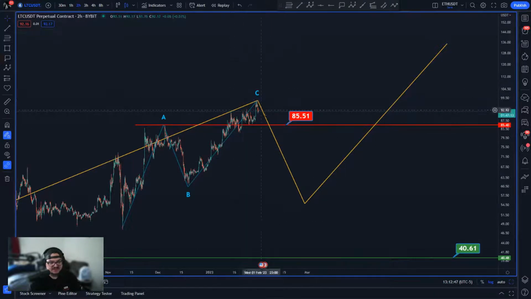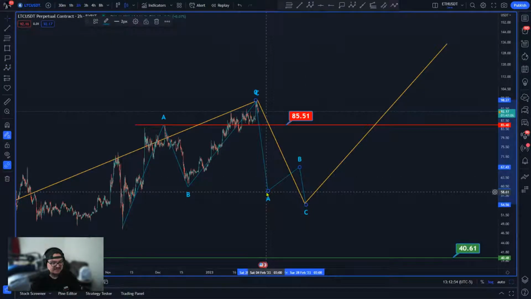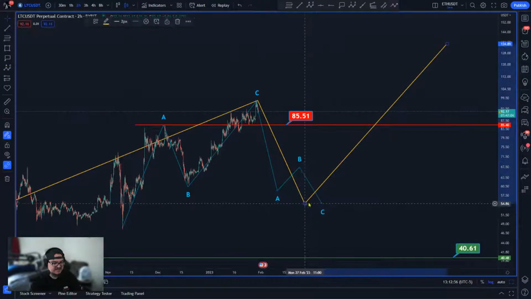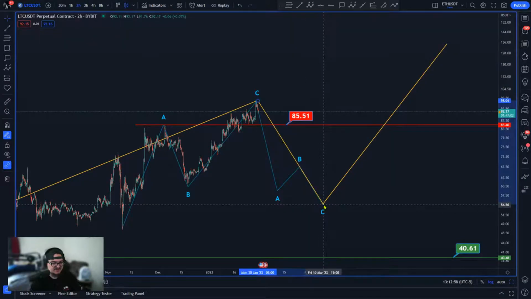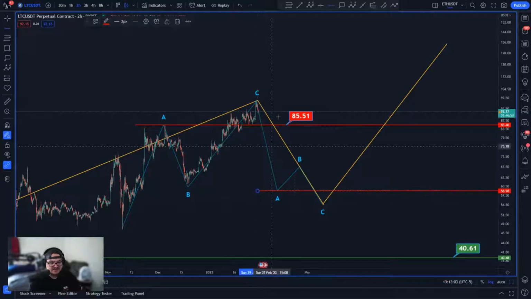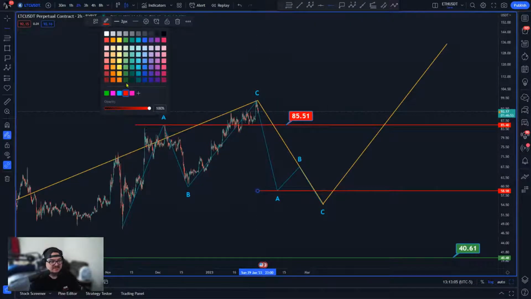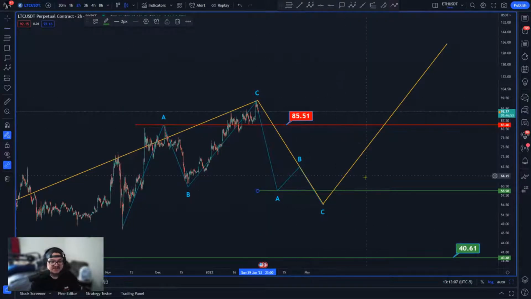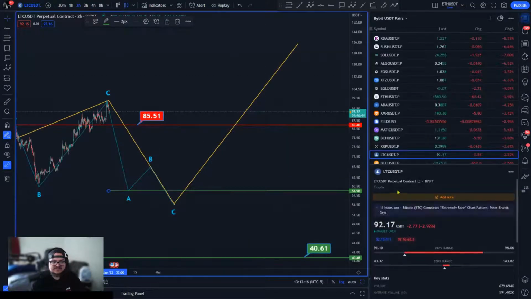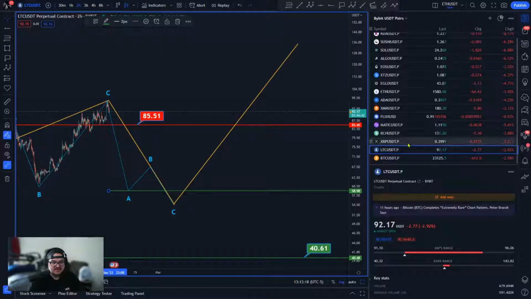And hopefully, if this is just a pullback, we can catch a larger ABC setup here. It doesn't look exactly like this, but something to that size, and maybe we can catch a reversal, and then catch an opportunity to ride the next wave to the upside. Like I said, that's only if this is going to be a pullback. I'm not too sure. If price gives me that opportunity to take it, I will absolutely take it. But at the moment, we don't have that kind of setup yet. And that's pretty much it for LTC.